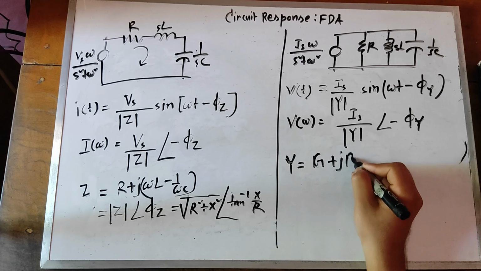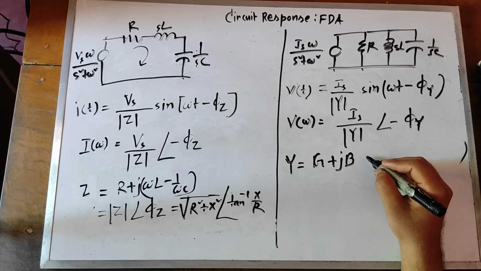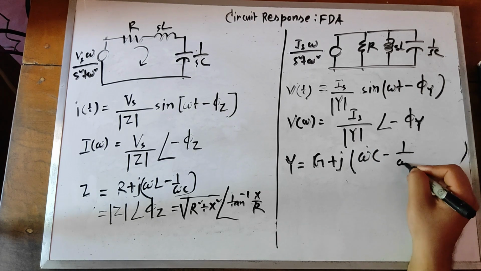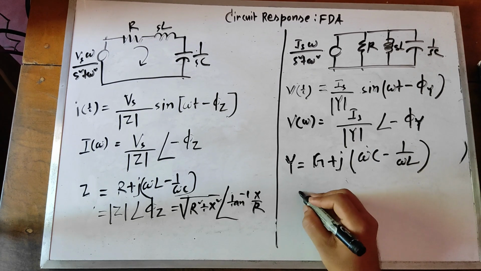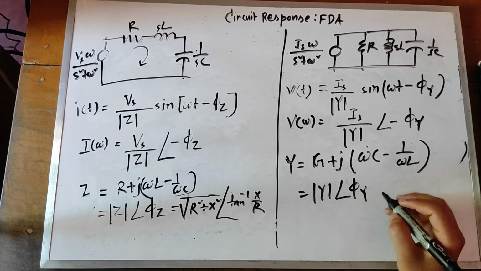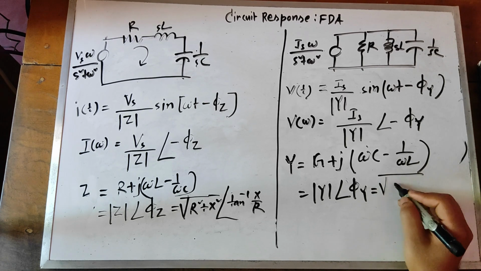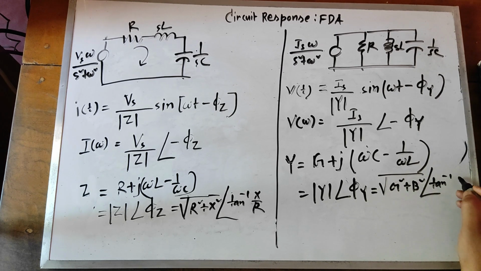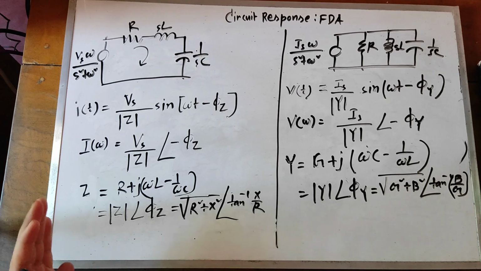And y is g plus jb, with b being omega c minus 1 by omega l, which can also be written as magnitude of y, which is square root of g squared plus b squared, and phi y is tan inverse b by g. So this is the full expression for the series and parallel RLC circuit in frequency domain. I hope you understood. This is the steady state response.